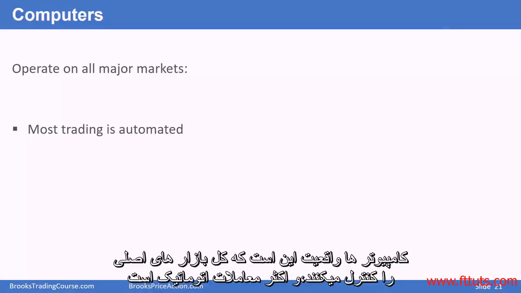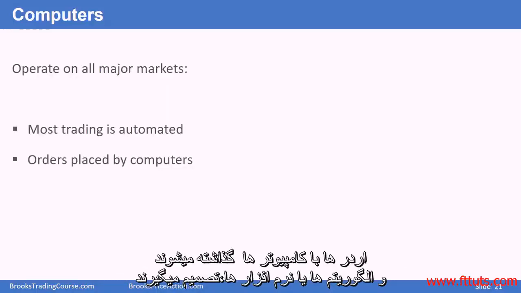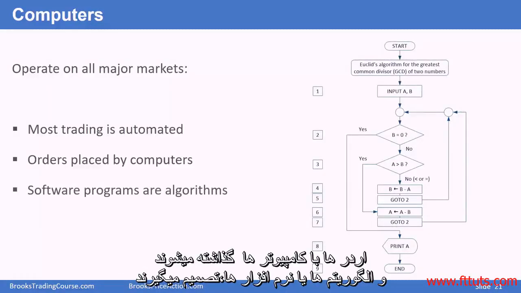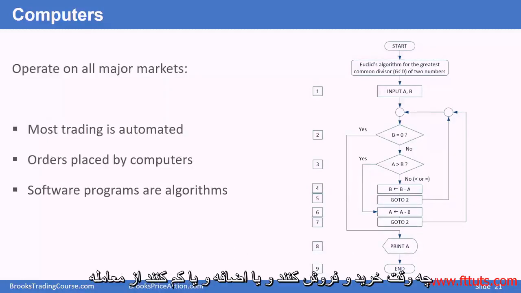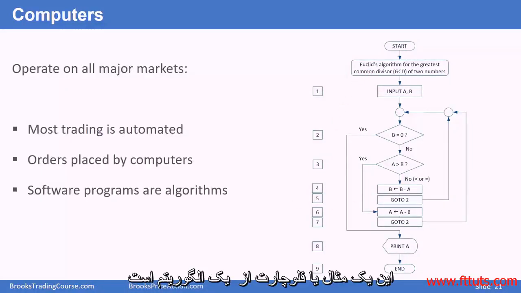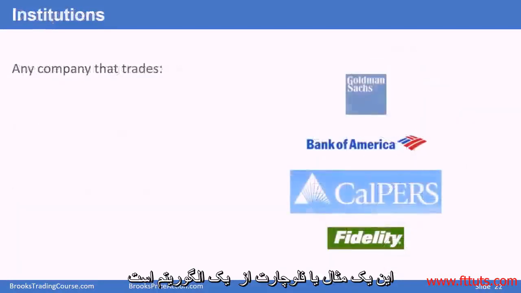Computers, you cannot get around the reality that they control all major markets. Most trading nowadays is automated. That means the orders are placed by computers and software programs, which are called algorithms, are making decisions about when to buy, when to sell, when to add on to positions, when to slightly reduce positions. Here's an example of a flow chart of an algorithm.